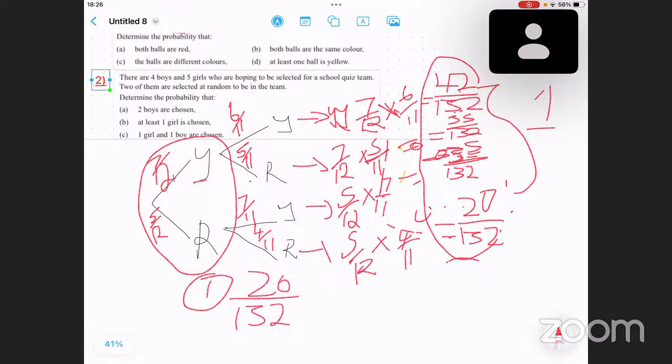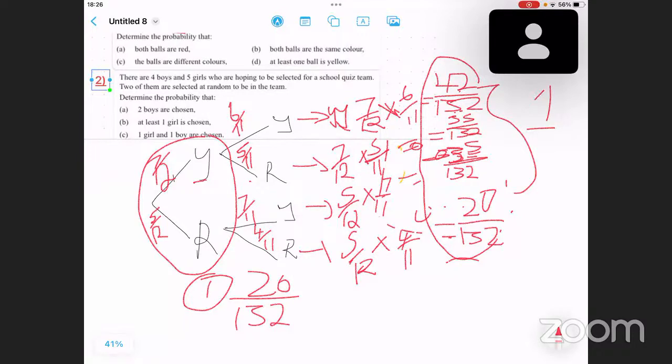And then the second one, which is B, says determine the probability that both balls are the same color. Same color means it's going to be yellow and yellow, or red and red. Selecting yellow and then selecting yellow again, or selecting red and red again. So what you're going to do here is add the probability that you got for yellow and yellow, and add red and red.